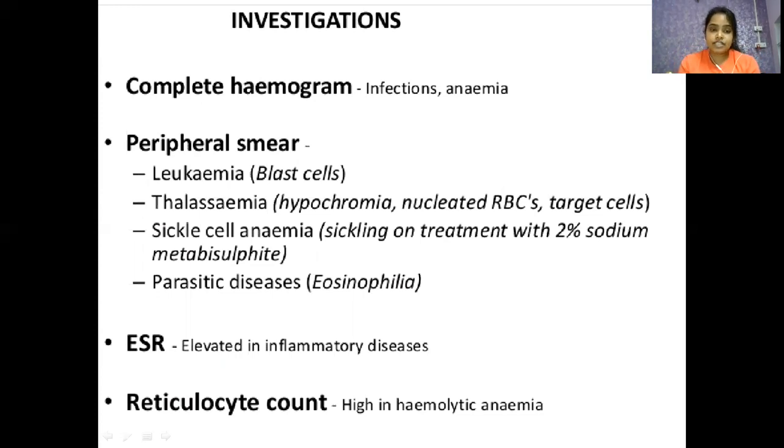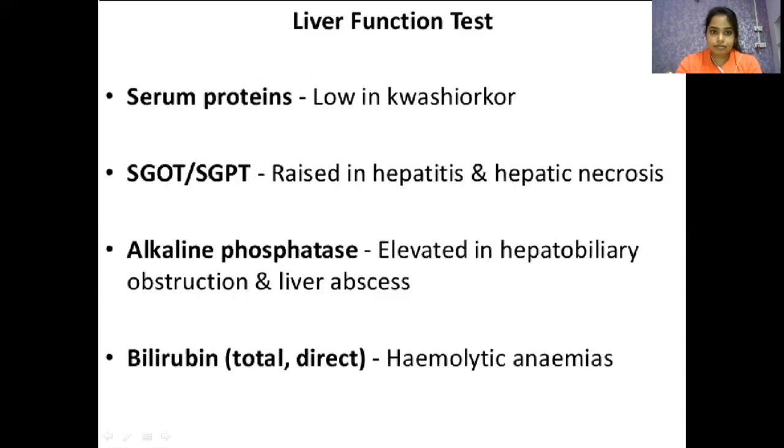Peripheral smear investigates leukemias, where blast cells are found; thalassemias, with hypochromia, nucleated RBCs and target cells; sickle cell anemia, where sickling is seen on treatment with 2% sodium metabisulfite; and parasitic diseases with eosinophilia. ESR is elevated in inflammatory diseases, and reticulocyte count is high in hemolytic anemia.